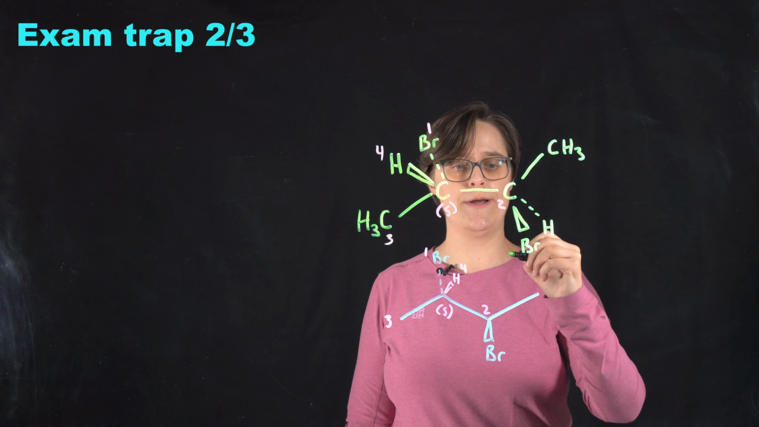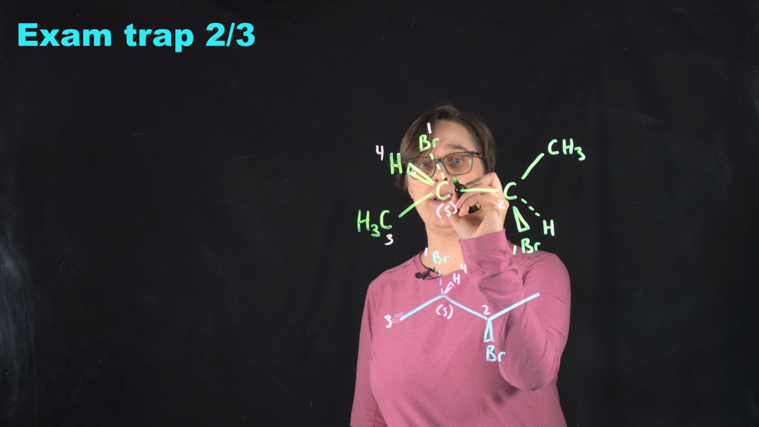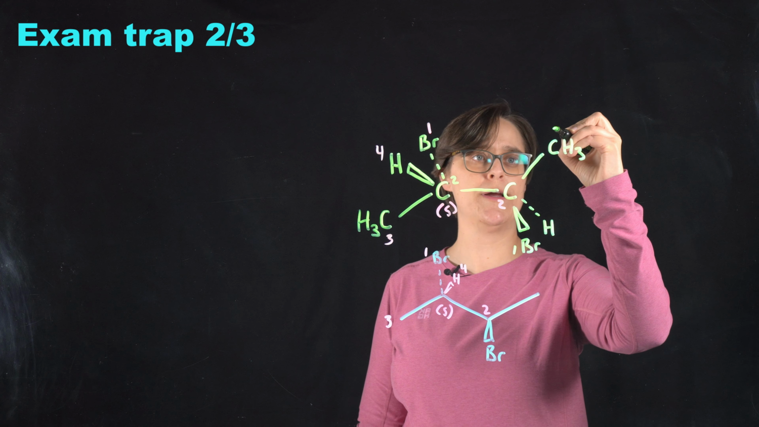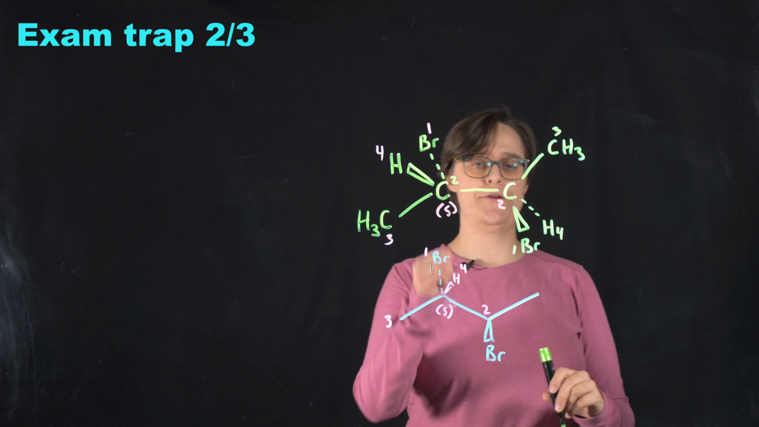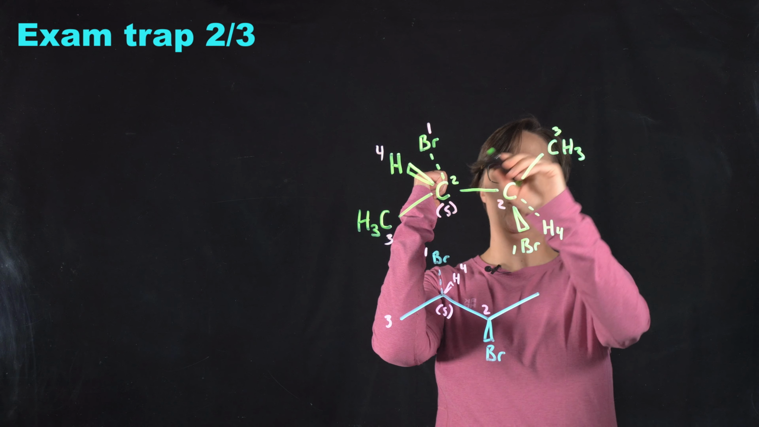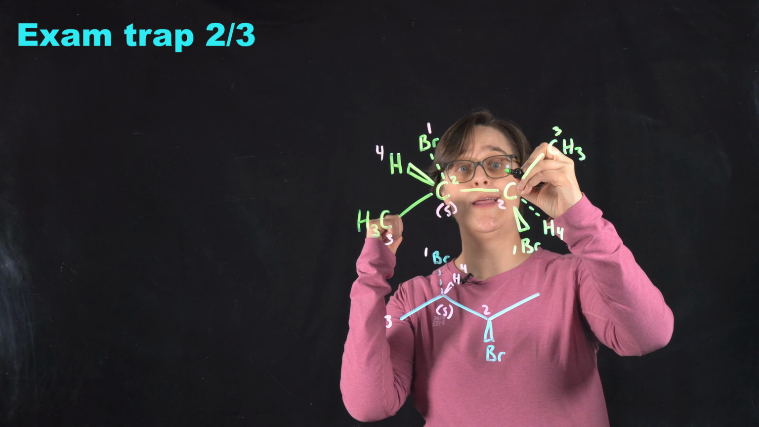So, first priority bromine, second priority carbon attached to bromine, third priority carbon attached to hydrogens, fourth priority hydrogen. Hydrogen is going away from you. 1, 2, and 3 are clockwise. That makes this R.